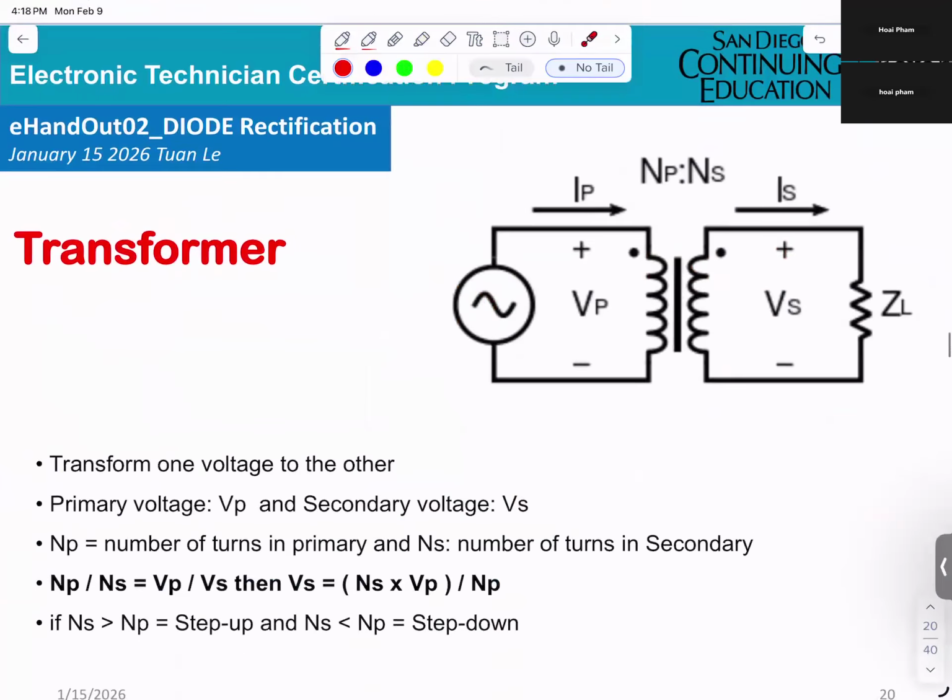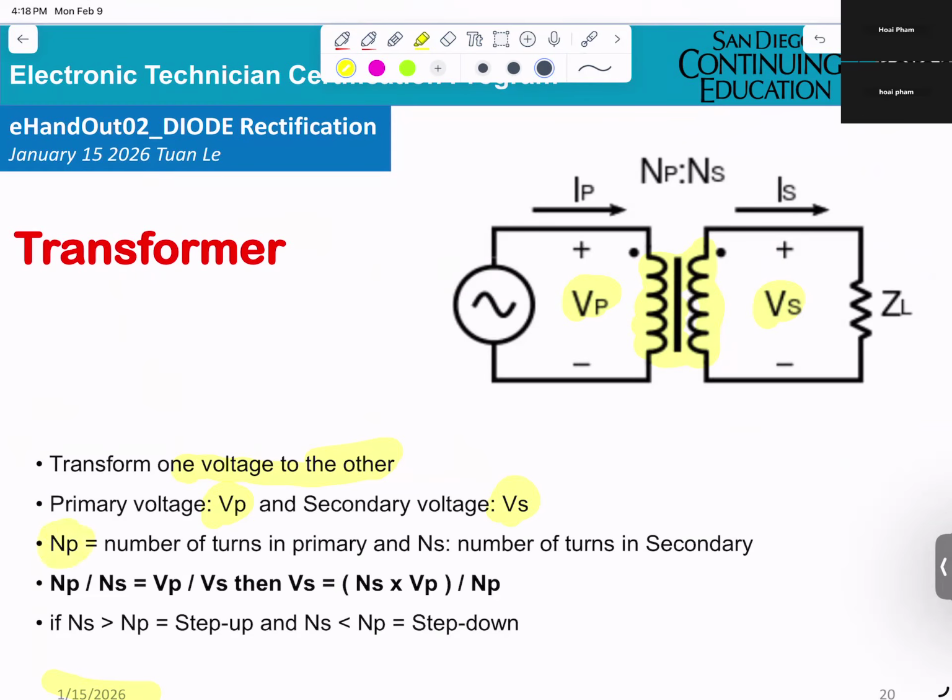Next one, the transformer. This is a transformer. It transforms one voltage to the other. Primary voltage VP, secondary voltage VS. This is the primary and this is the secondary.